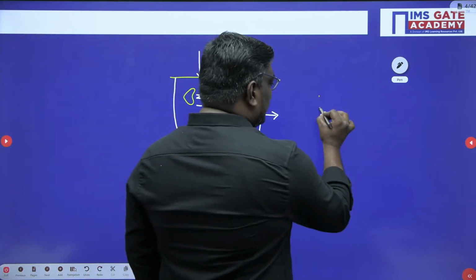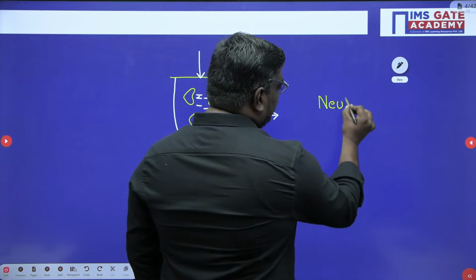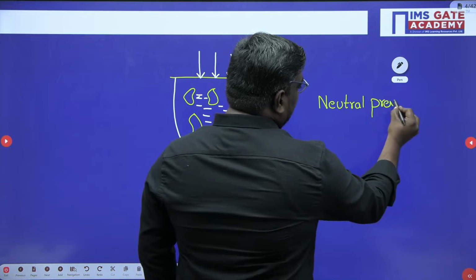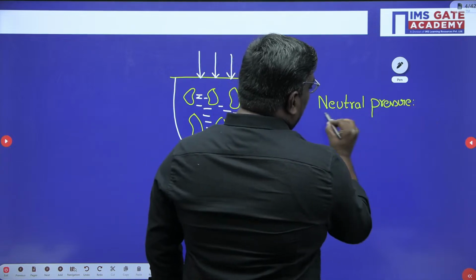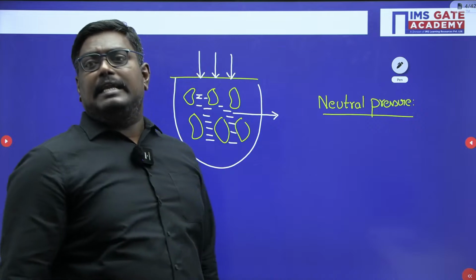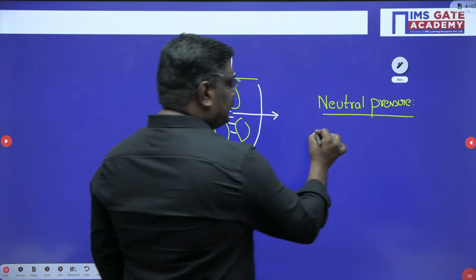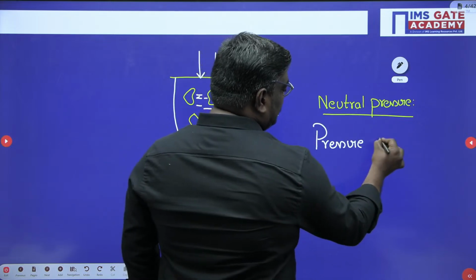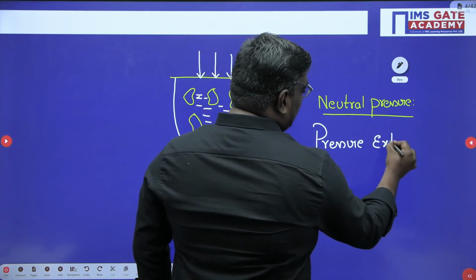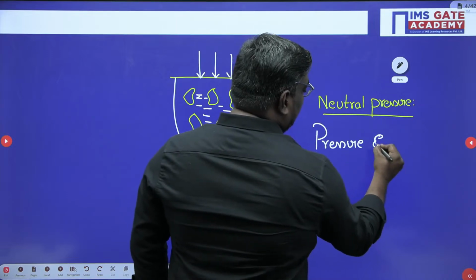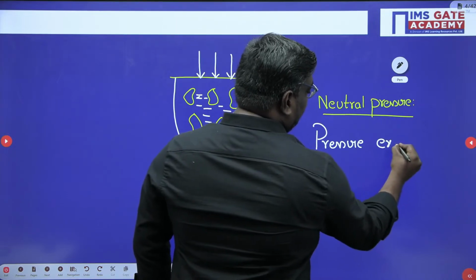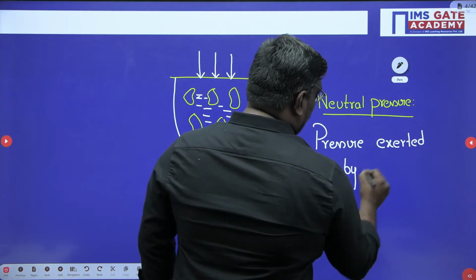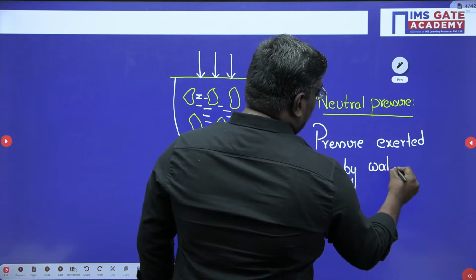We have a pressure called neutral pressure, or you can say pore water pressure. What does neutral pressure mean? It is the pressure exerted by water on a saturated soil mass. It is the pressure exerted by water that is known as neutral pressure.